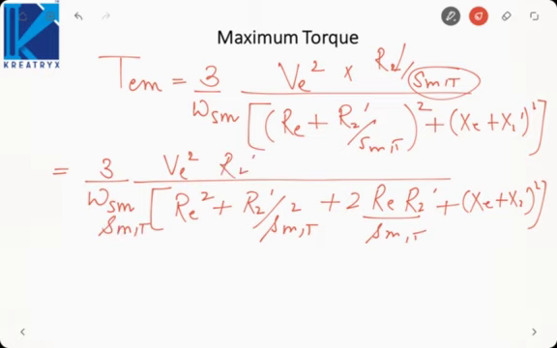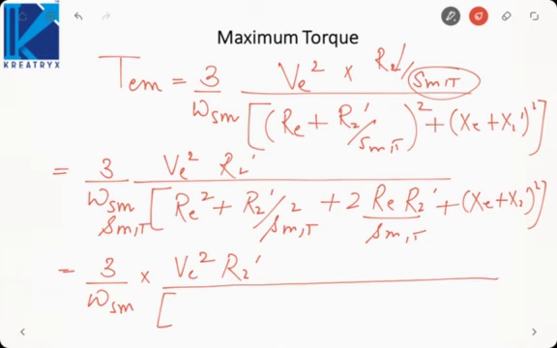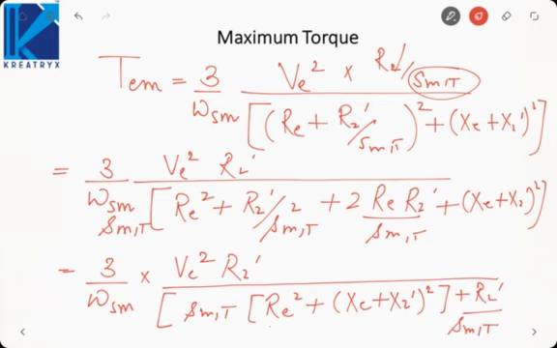Here it will be R2 dash. 3 by omega Sm, Ve square R2 dash, then SMT into (Re square plus (Xe plus X2 dash) whole square), then it will be R2 dash by SMT plus 2Re R2 dash. Okay, so this will be the maximum torque.